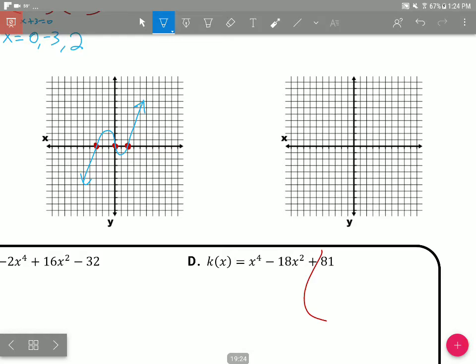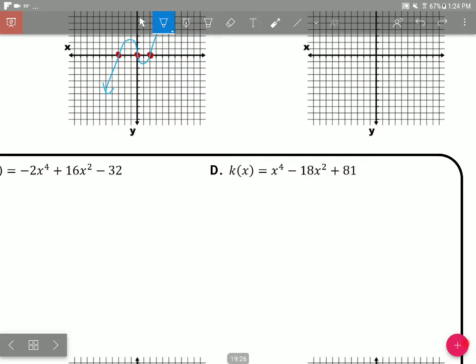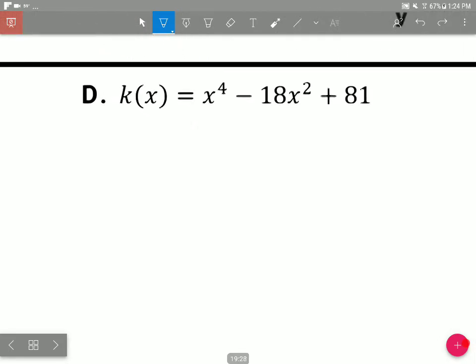All right, I want to do one more on this page, then we're going to go to the next page. All right, letter D. I think y'all can do B and C on your own pretty quickly, but letter D has something I want to talk about. Okay? First things first.